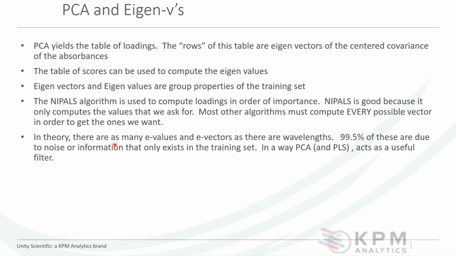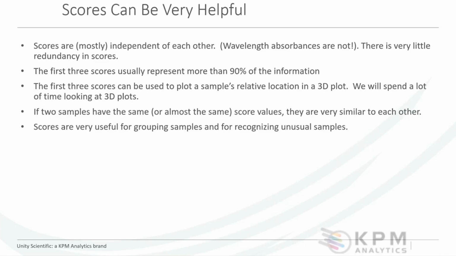But in theory, there are as many eigenvalues and eigenvectors as there are wavelengths. That's in theory. So if you had 1,000 samples, to completely explain this you would need 1,000 eigenvectors. In reality, there's so much redundancy and the samples are so similar that we use an extremely small fraction of these. So in this slide, it says 99.5%. A huge majority of these are due to noise or redundancies or information that's only in the training set. So this is really a good filter for finding the information that is useful for us.